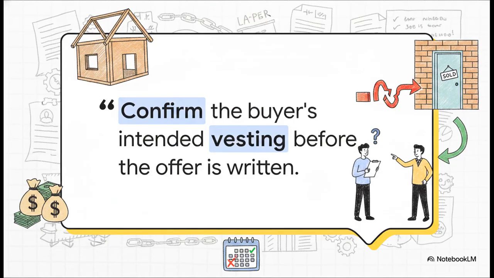For the realtors tuning into this explainer, here is your ultimate takeaway. A last-minute change to vesting, which is simply how the buyer holds title to the property, can completely delay or even derail a closing. It is just so much easier to have this conversation up front. Ask your buyer on day one, are you closing in your personal name or an entity? Getting that right immediately sets the entire foundation for a smooth, professional transaction.